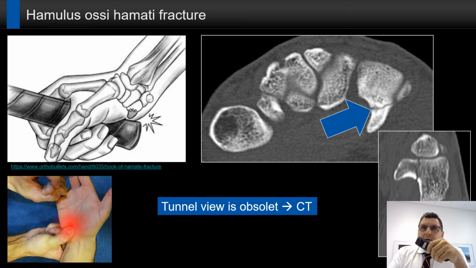There is another fracture which I think is very difficult to see on standard radiographs, and this is a fracture of the hamulus ossis hamati. It typically occurs on falls, or as in this case, during sports. Typically the patient has tenderness and pain on the ulnar aspect of the wrist, and it's best seen on CT. All the tunnel views are obsolete these days, especially if you have CT available. Then you go directly for CT, and then you can nicely see the fracture.